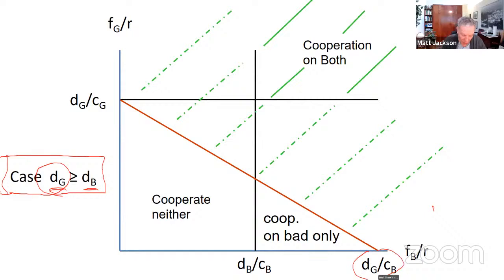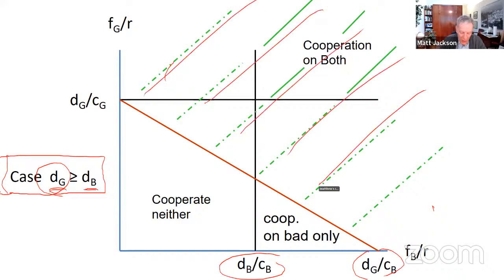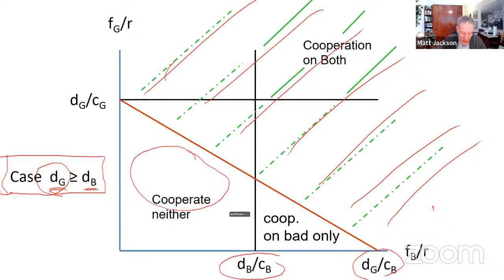So you end up with a picture like this, where the regions are: you can get total cooperation on both activities. You could end up down here where you get cooperation on neither. And then there's another possibility that you could get cooperation only in the bad task. Depending on which of the two deviation payoffs is higher, in this case you get cooperation in the bad only. There's a region here where you get that.